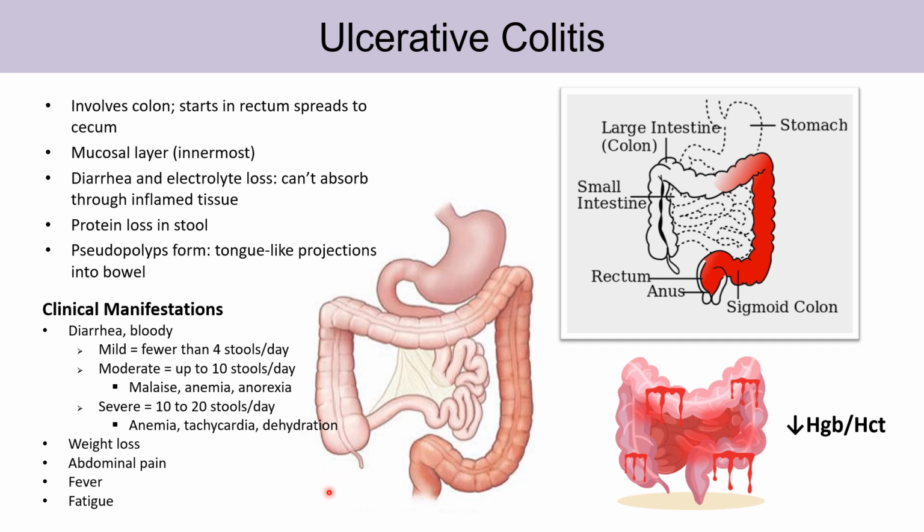So if you have a patient that has severe ulcerative colitis and it's covering the majority of their colon, that means the colon isn't able to absorb fluid or electrolytes. So that's bad. Okay, protein is lost in the stool with these patients. Clinical manifestations: they're going to have diarrhea, but it is going to be very, very bloody, because they have bleeding ulcers all throughout their colon. So bloody diarrhea, weight loss, abdominal pain, fever, and fatigue. With these patients, you definitely want to keep an eye on their hemoglobin and hematocrit because it can be decreased.